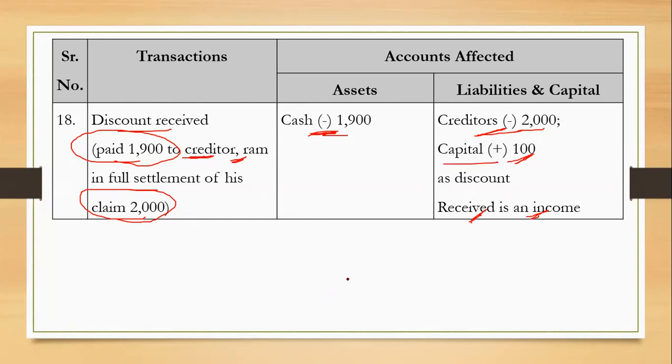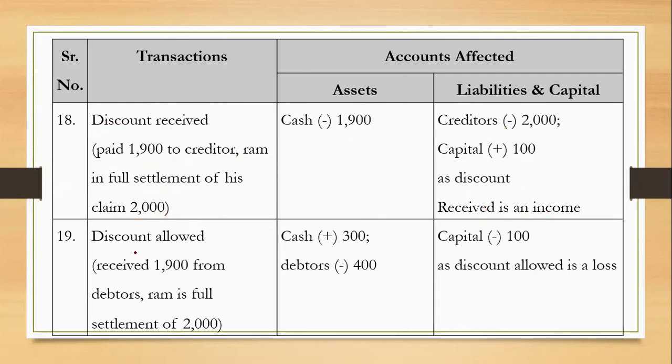After this, the next transaction is related to discount allowed. In discount allowed, again the same example: received 1,900 from the debtor in full settlement of his claim of 2,000. 2,000 rupees were supposed to be collected. Against that, we have collected only 1,900. It is not that 100 is irrecoverable. No, we have received 1,900 in full settlement.